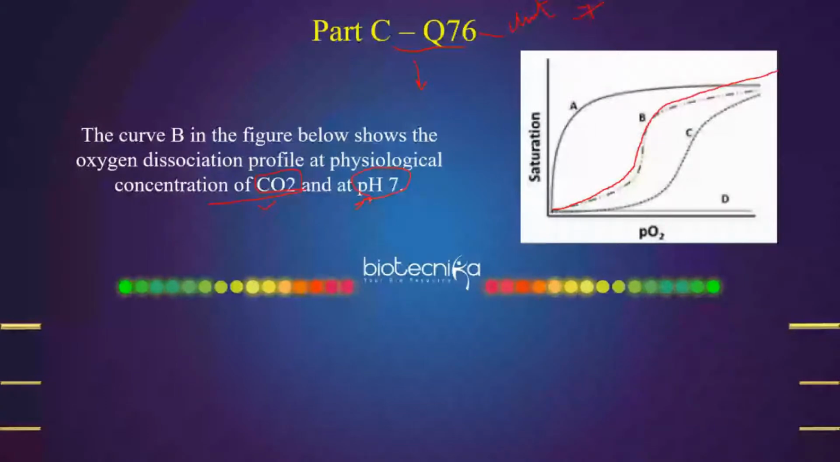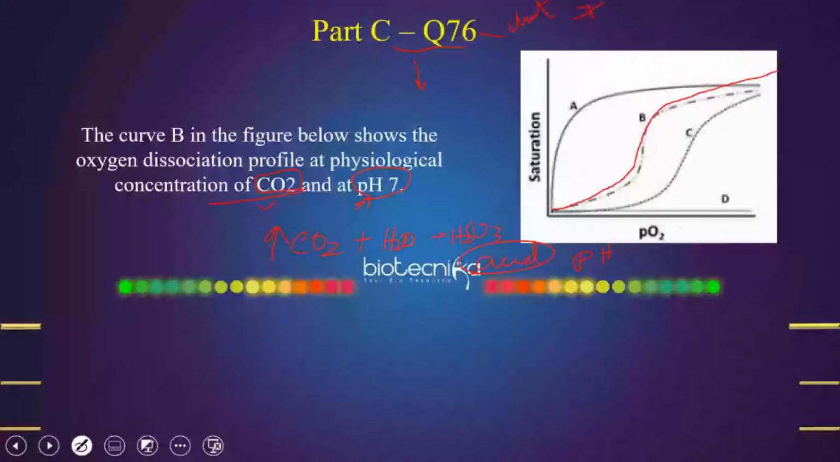Okay. Now you should know that if CO2 is more, it joins with water and forms carbonic acid. So carbonic acid means what? Acidic means pH will be less. So remember that if CO2 is more, pH actually decreases.